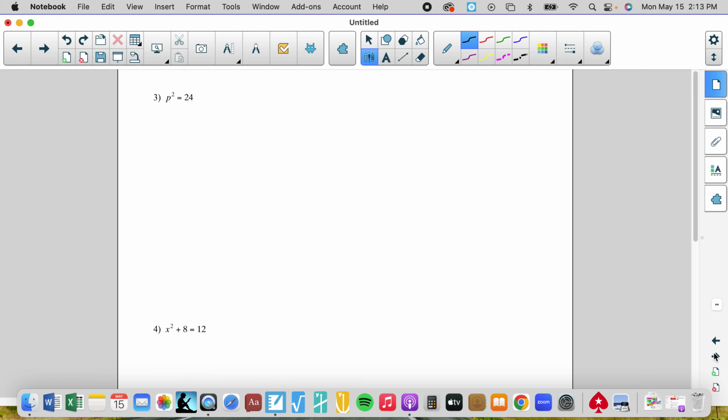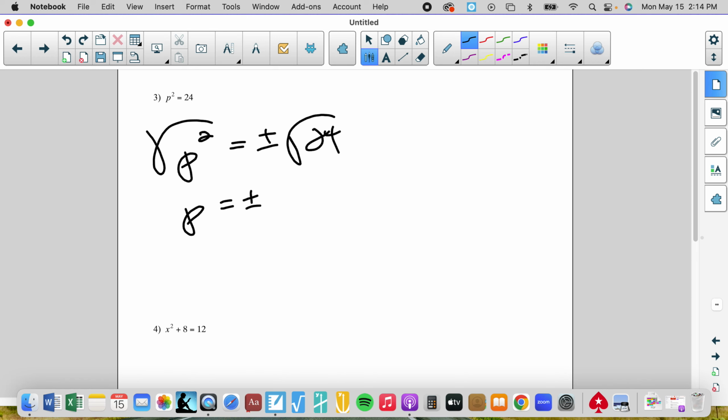Number 3, again, we have p squared. It's isolated. There's nothing multiplying p, nothing dividing p, nothing adding or subtracting to p. So we've isolated the variable p, but it's being squared. But I'm not solving for p squared, I'm solving for p. So I have to get rid of that square, and what gets rid of a square is a square root. So the square root of p squared is p, plus or minus.